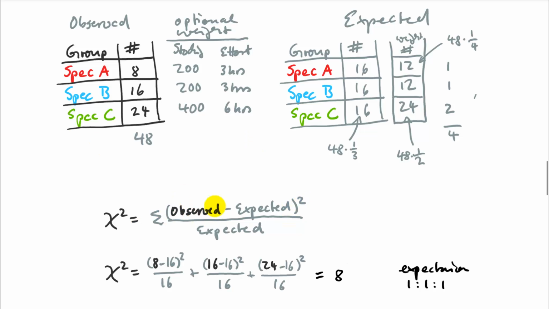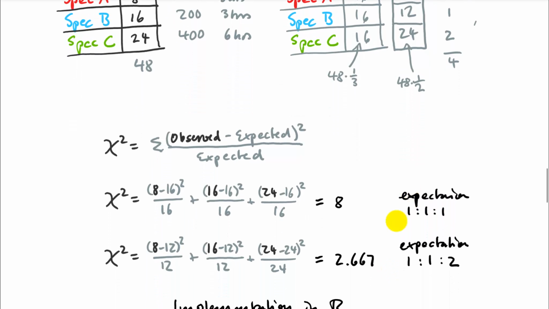So it's exactly the same procedure, except in this case we just compare one column here, observed versus predicted. So 8 minus 16 divided by 16, 16 minus 16 divided by 16, and 24 minus 16 squared divided by 16. So that would give me a chi-square value of 8. So that's for my 1 to 1 to 1 expectation. And if I do the same with this column here for my 1 to 1 to 2 expectation, my chi-square value will be 2.6.